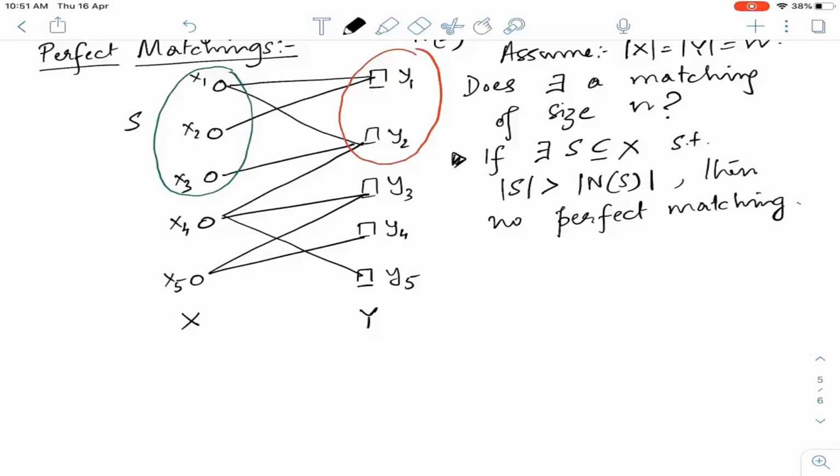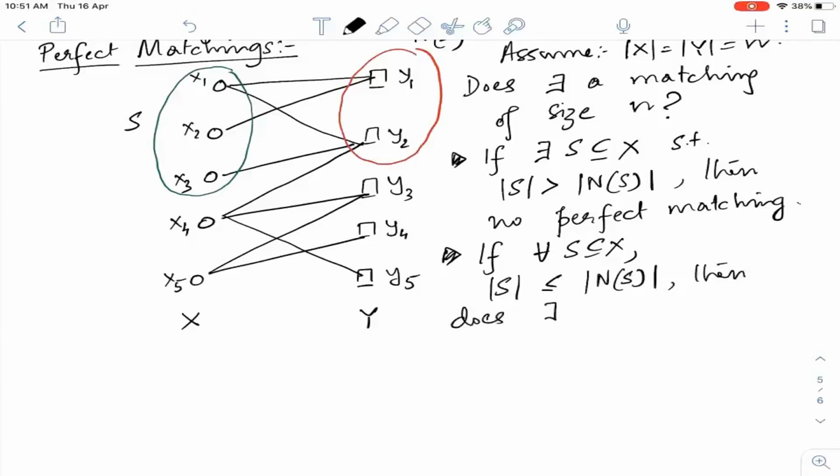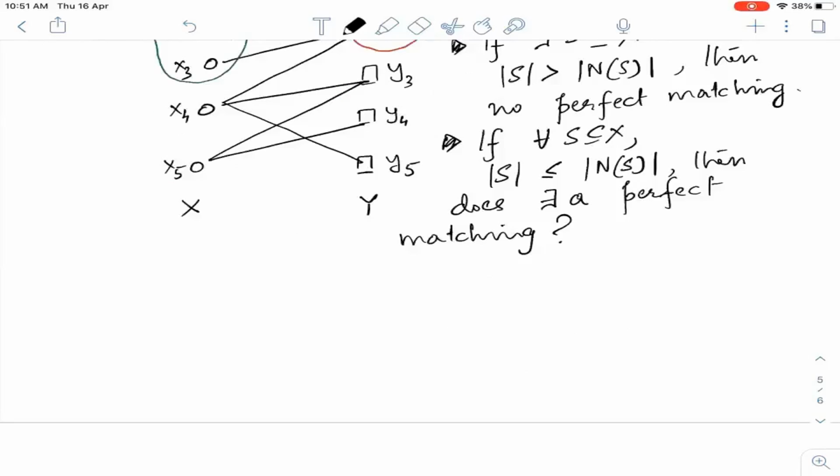Then can we guarantee that there will always exist a perfect matching? Okay, so the question I'm asking is, if for all S belonging to X, |S| is less than or equal to |N(S)|, does there exist a perfect matching? Yeah, everyone with me? Good. So yeah, some of you might know about this. So the answer turns out to be yes.